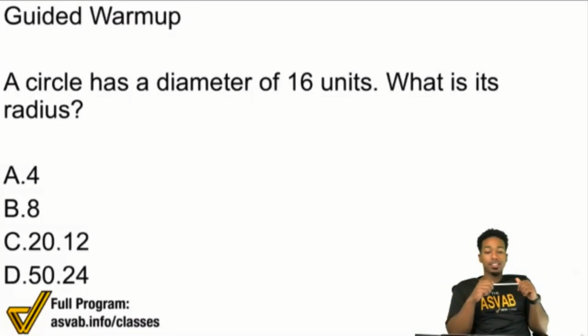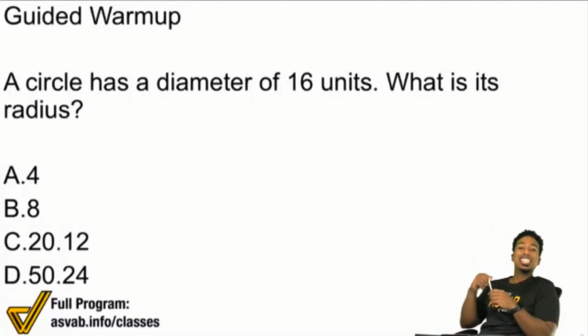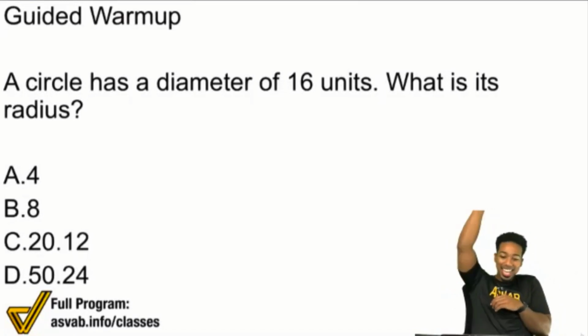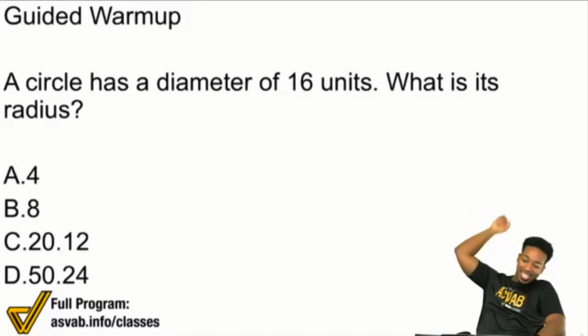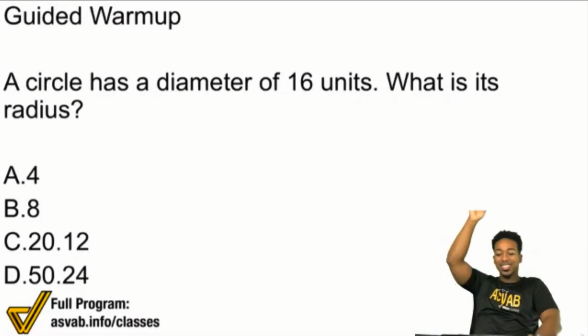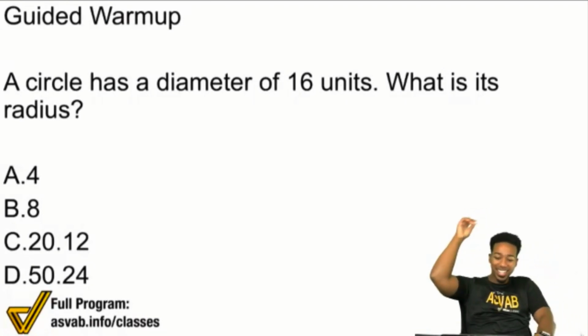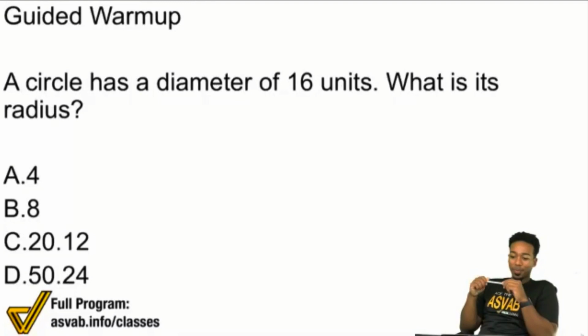A circle has a diameter of 16 units. What is the radius? 10, 9, 8, 7, 6, 5, 4, 3, 2, 1. Answers. Let's go.